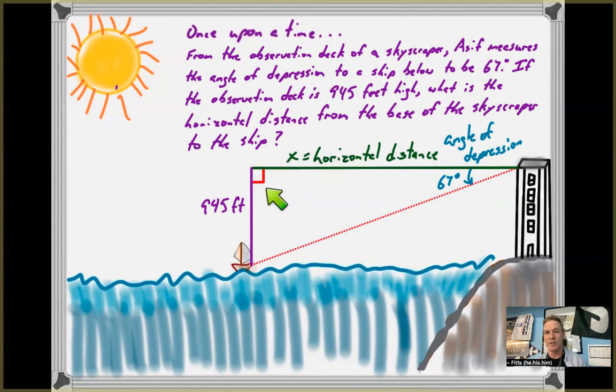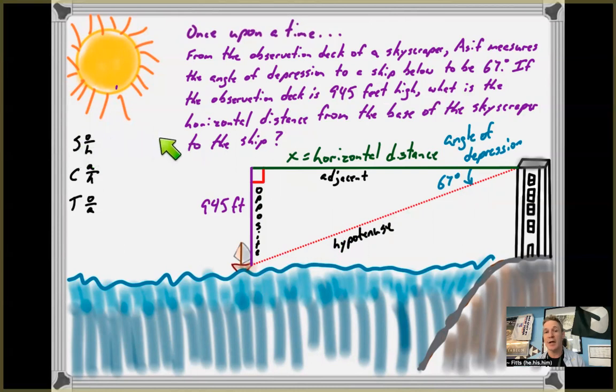How far away is this ship? All right, this is 945 feet. This is 945 feet because we could actually make this into a rectangle, right? And then this would be the horizontal distance down here. So let's label the sides. If this is my reference angle, here's my adjacent side. That's the horizontal distance. Here's my opposite side. That's the 945 feet. Here's the hypotenuse.